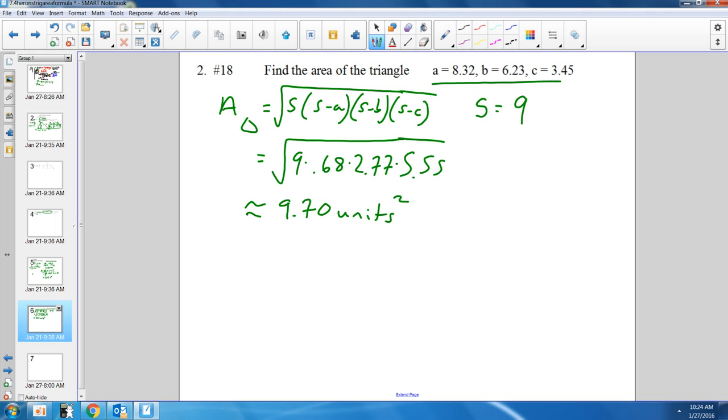Okay, that gives you an example on using the two new area formulas for the triangle. Tomorrow we're going to get into vectors. And again, the last two sections should be relatively easy compared to the first couple.